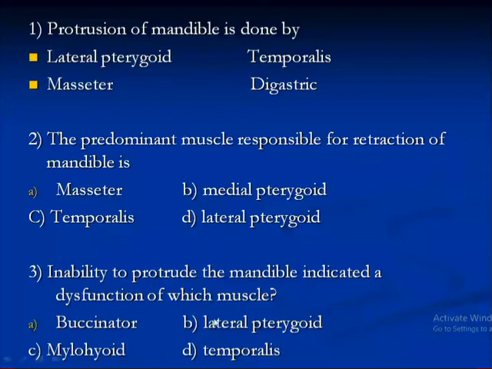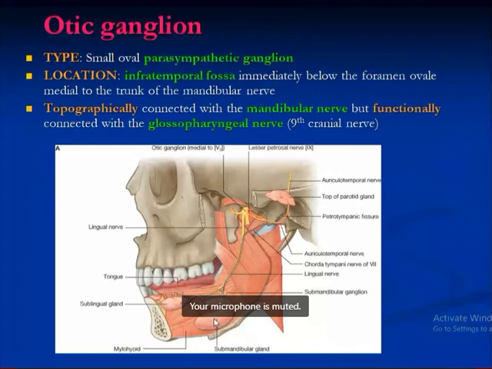Otic ganglia, I think I'll be able to finish the otic ganglia also. So the otic ganglia is one of the other contents of the infratemporal fossa. Now this one, as you can see over here, is a small ganglia. This is a small oval parasympathetic ganglia which is present in the infratemporal region immediately below the foramen ovale and on the medial side of the trunk of the mandible.